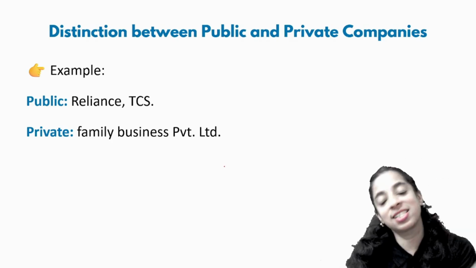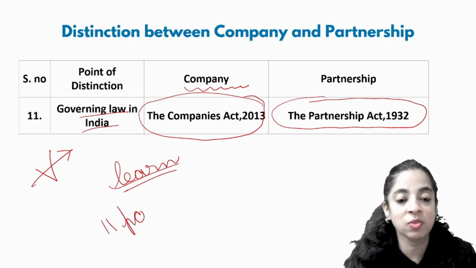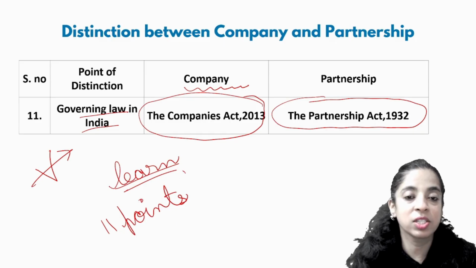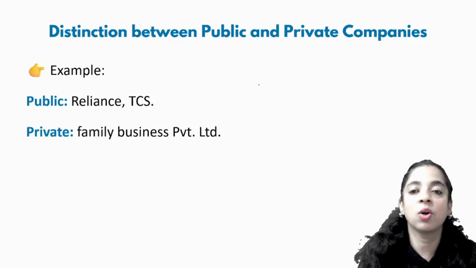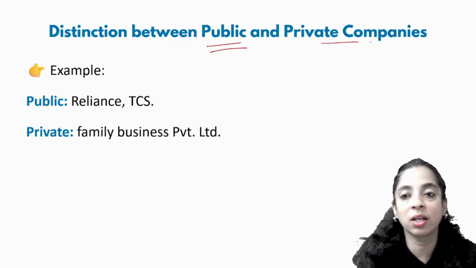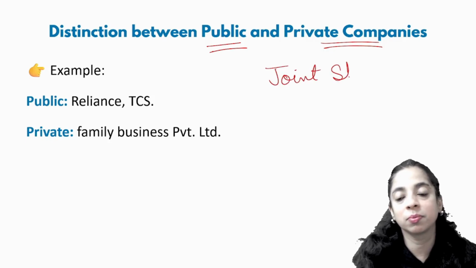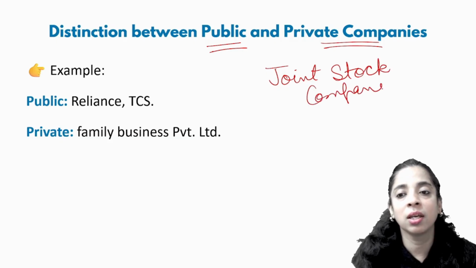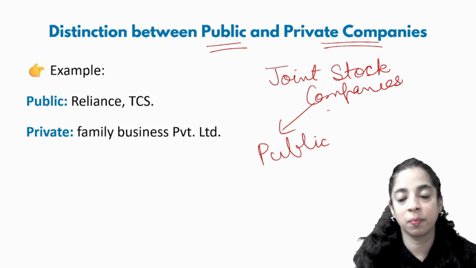Now comes the next distinction. So these were 11 points. Please remember, these were 11 points of distinction between a company and a partnership. Now we will talk about public and private companies. Remember these joint stock companies: joint stock companies can be public as well as private.